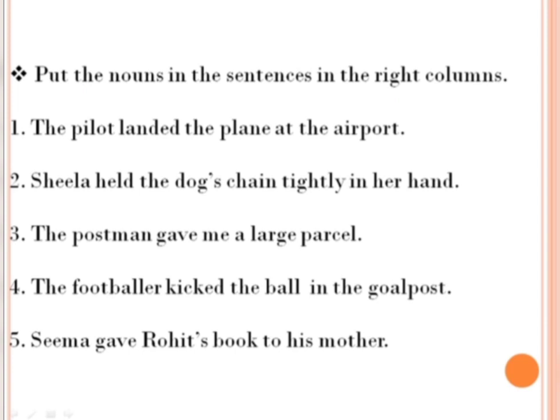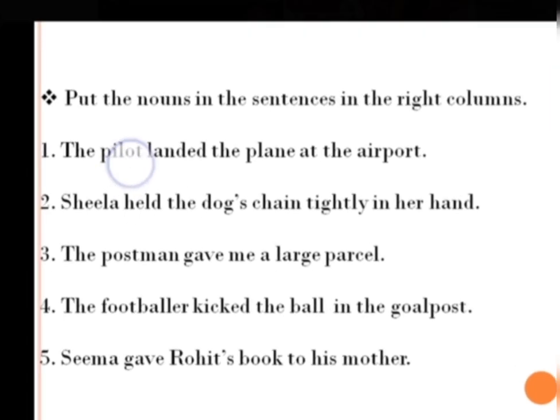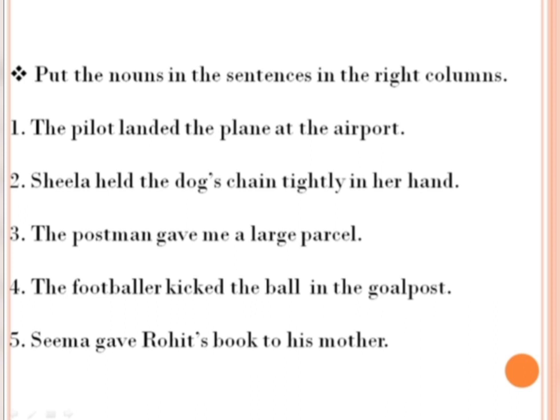Next example, Sheila held the dog's chain tightly in her hand. Here Sheila is subject. What is the verb? Held. Yes. So ask the question to the verb with what? What did she hold in her hand? Dog's chain. Okay. So chain is a direct object. Okay, and dog's is what? It shows the possession, so it's a possessive noun. PO.